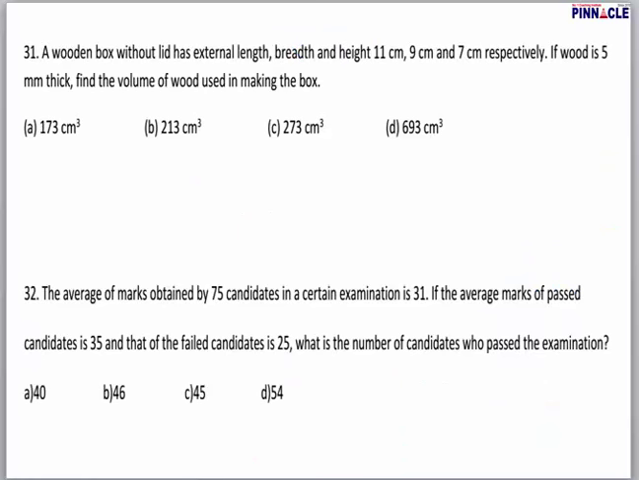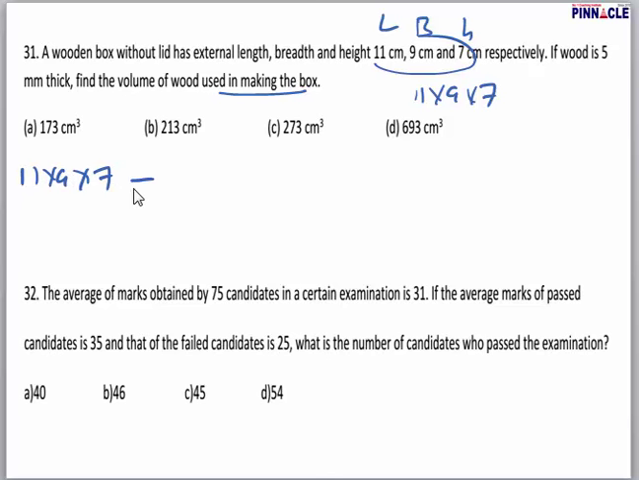The next question is question number 31. A wooden box without lid has external length, breadth and height, respectively. If the wood is 5 mm thick, find the volume of the wood used in making this box. Now LBH is the volume, 11 into 9 into 7. This is the external volume. And we subtract from this the volume of inside, and the inside length is 11 minus 5 and 5 mm, that is 10 mm, which is equal to 1 centimeter.